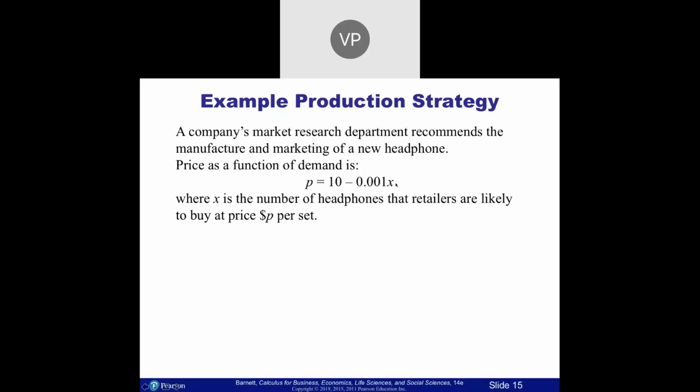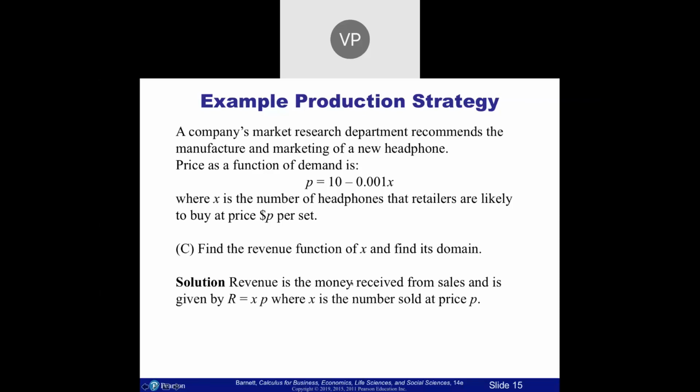X is the number of headphones. P is how much it's going to be priced at for each set of headphones. So they want us to find the revenue function of x and find the domain. Remember what revenue is: how much you're going to make for every single item. So here's an old formula. It costs this much, P.